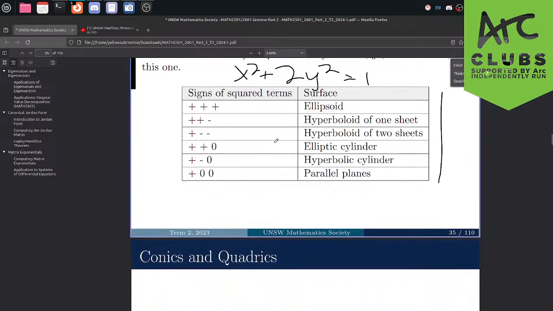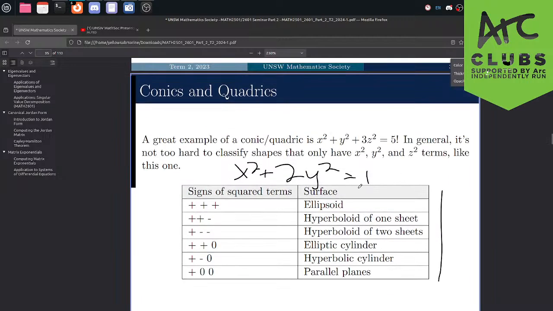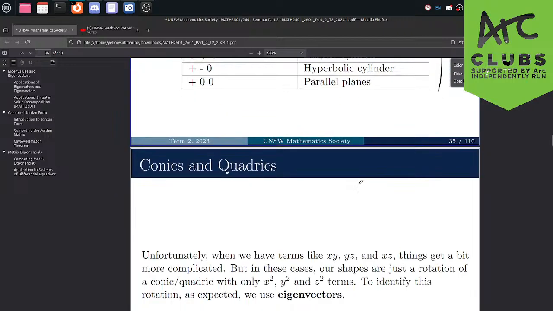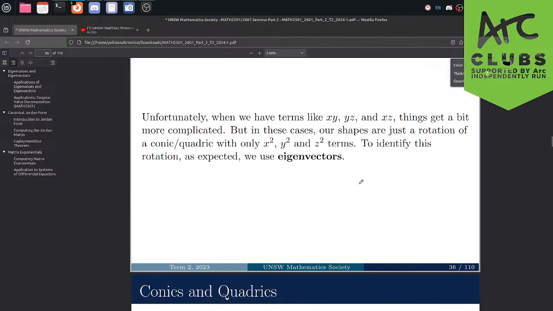Okay, cool. Yeah, these are like the signs which determine the surface, but honestly, you don't need to know them that well. You kind of just need to be able to identify ellipses and hyperbolas in 2D, and obviously circles as well. So it gets more complicated when you have x, y, y, z, and x, z terms. That's when it's more difficult to determine.